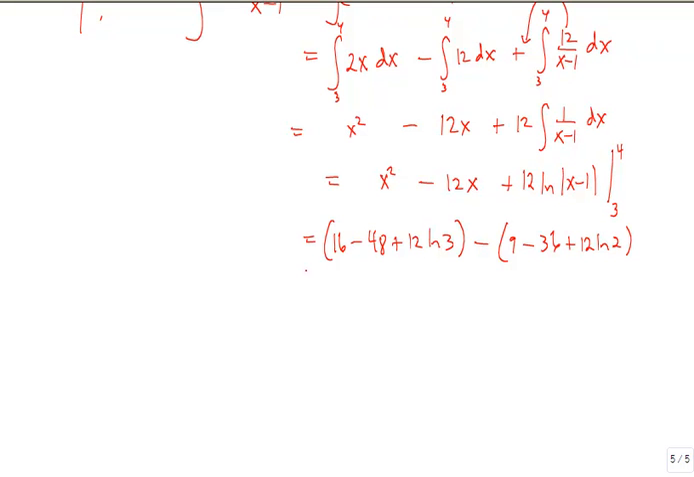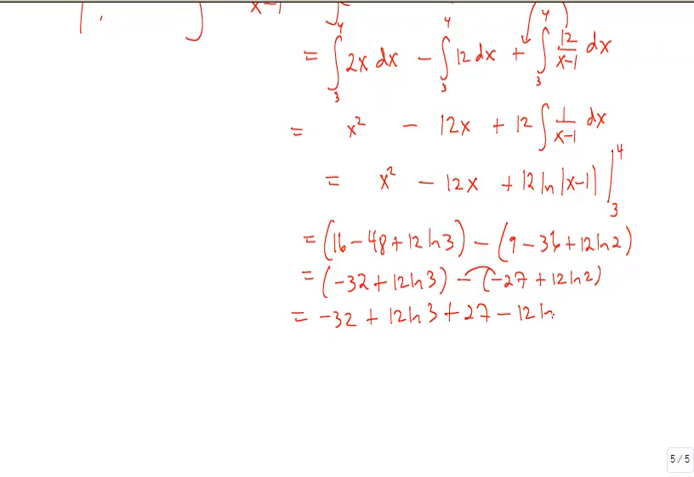And then you can simplify here if you like. 16 minus 48 is going to be negative 32 plus 12 ln 3, minus 9 minus 36 is a negative 27 plus 12 ln 2. So we'll get negative 32 plus 12 ln 3. A minus minus becomes plus 27 minus 12 ln 2. And negative 32 plus 27 is negative 5. So this would be our exact answer if you wanted to leave it like this. As a decimal, this is approximately negative 0.1344.